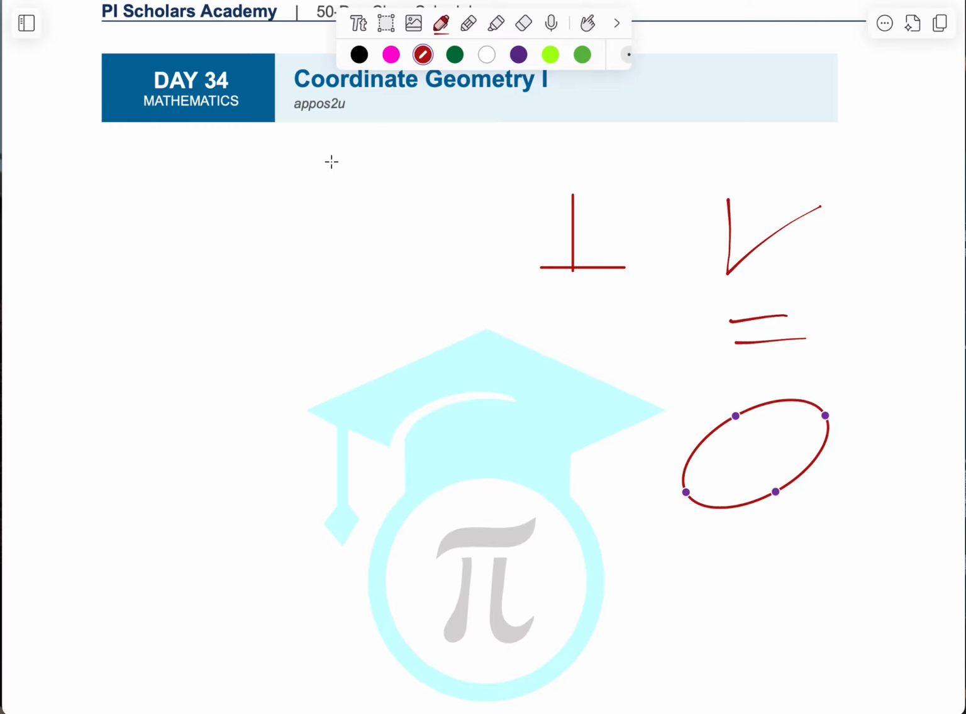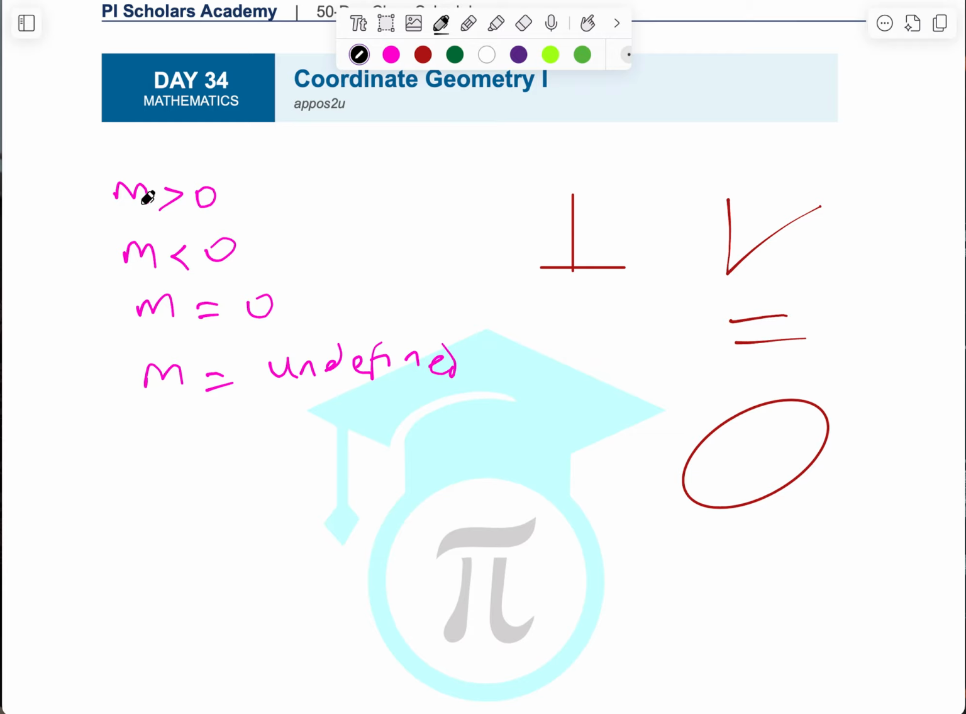So lastly, let's describe what different slopes mean. You can have a slope that is positive, that is greater than 0. You can have a slope that is negative, that is less than 0. You can have a slope that is equal to 0. And you can have a slope that is undefined. What do these things mean generally?